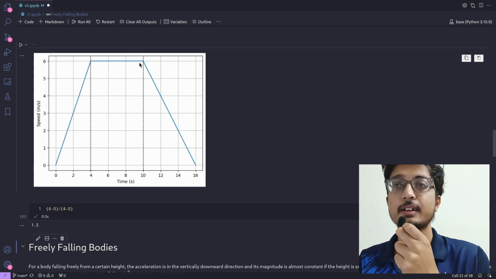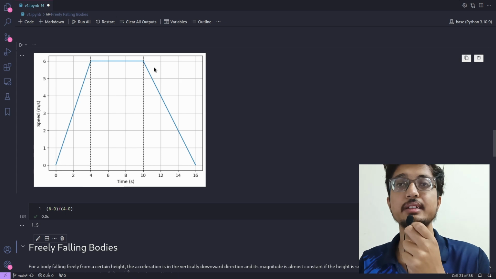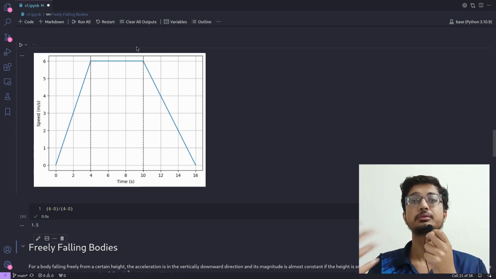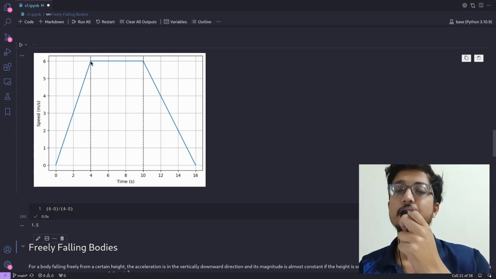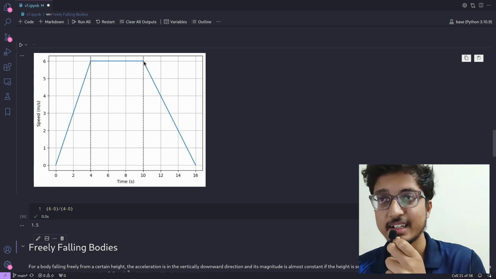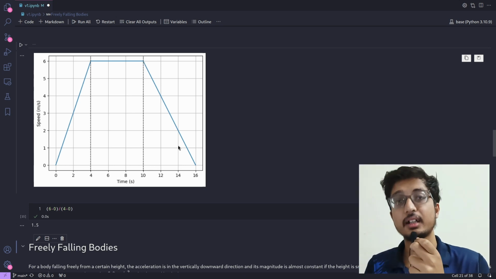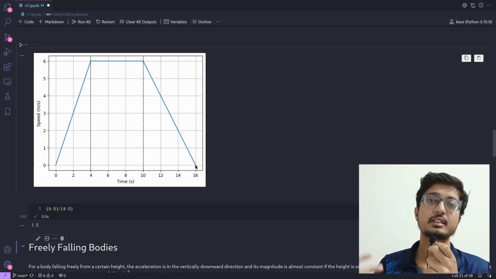If you take the slope of this line here, you would have 6 minus 6, so that would give you 0, and so the acceleration is basically 0 here, which is why velocity stays constant with time. And then if you take the slope of this line, you will get a negative acceleration since the speed is decreasing, which means the acceleration is retarding.